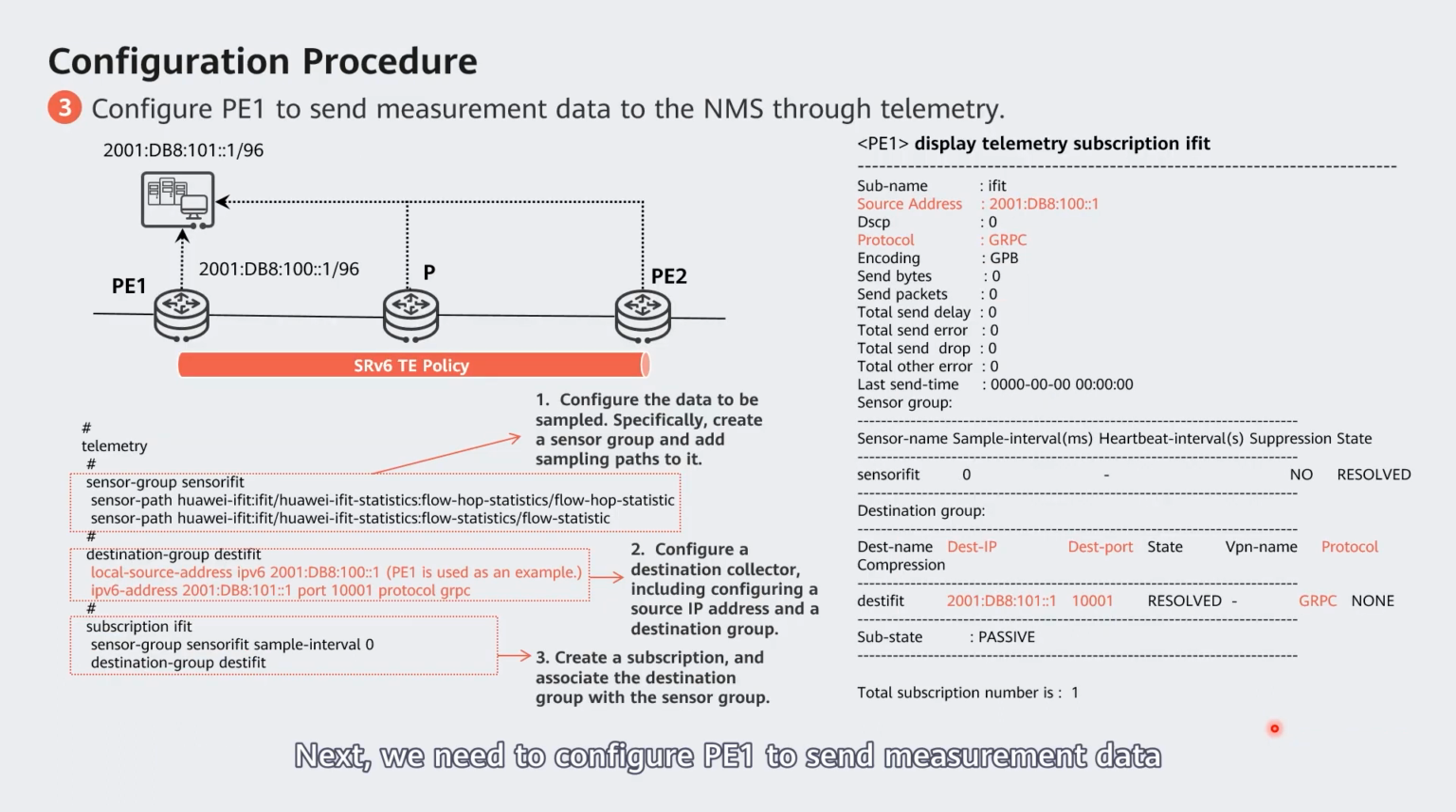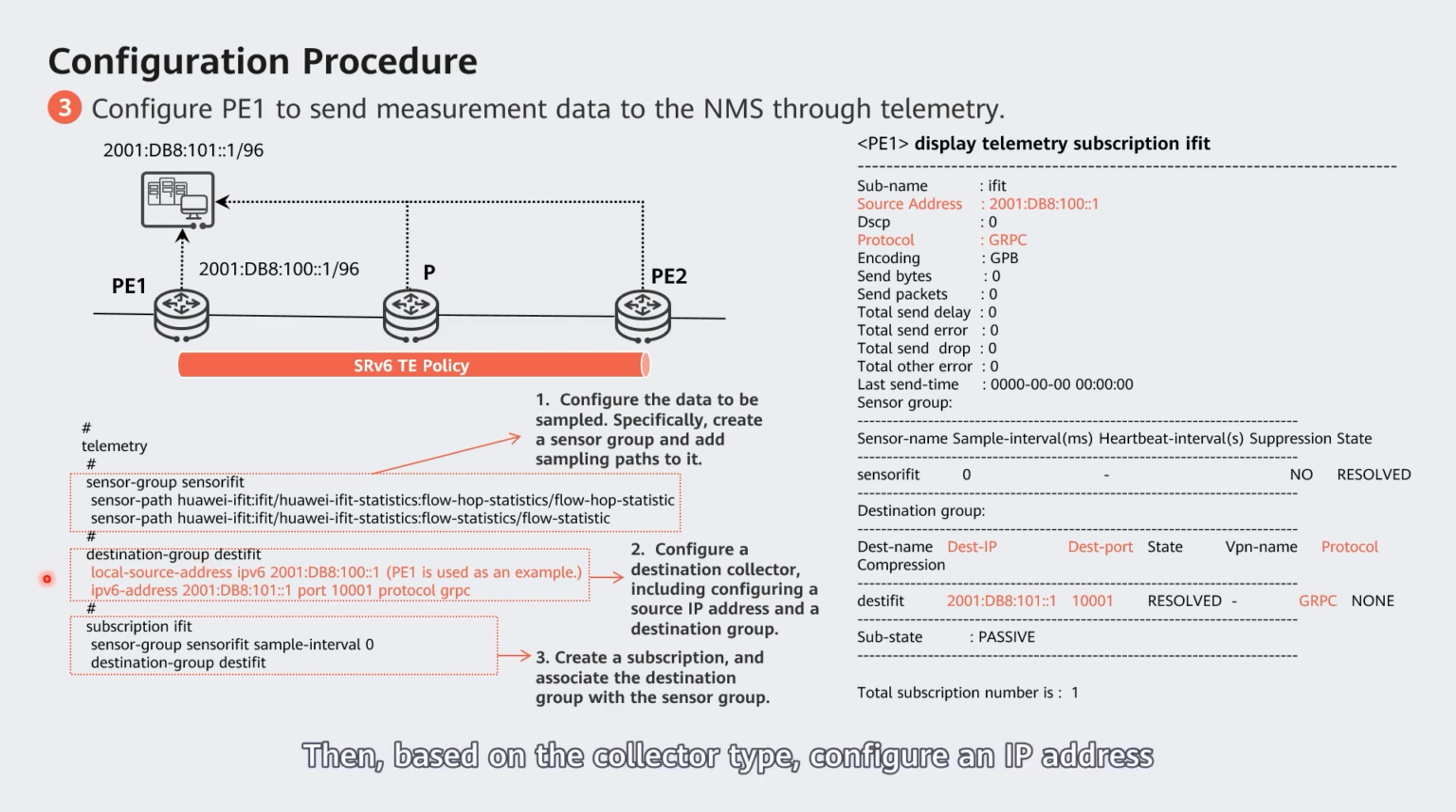Next, we need to configure PE1 to send measurement data to the NMS through telemetry. We can do this in the telemetry view, where we need to: 1. Configure the data to be sampled. This involves creating a sensor group and adding sampling paths related to IFIT measurement to the sensor group. 2. Configure a destination collector. Specifically, create a destination group for the sampling paths.